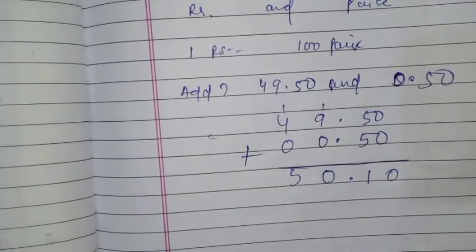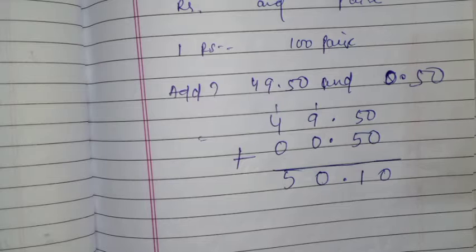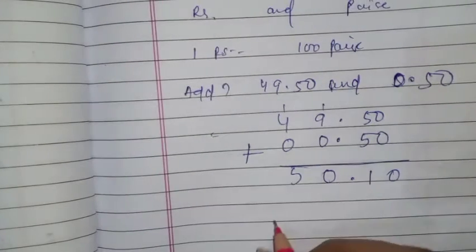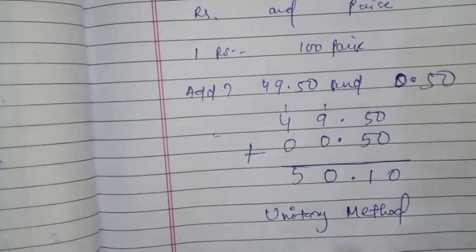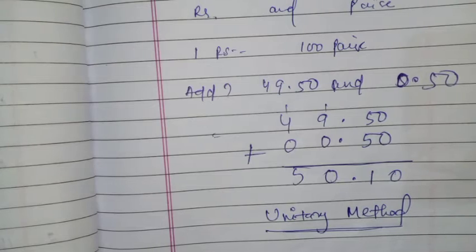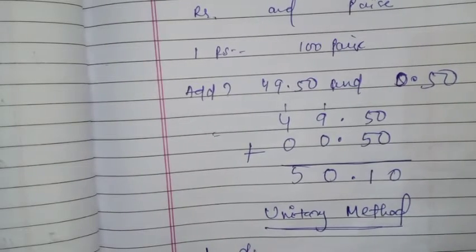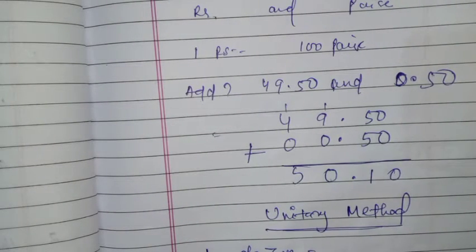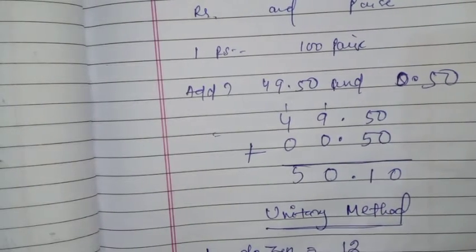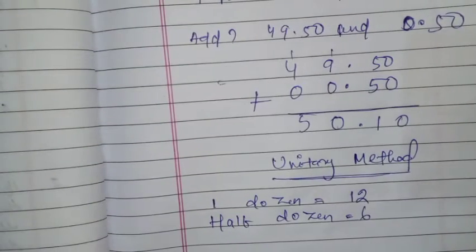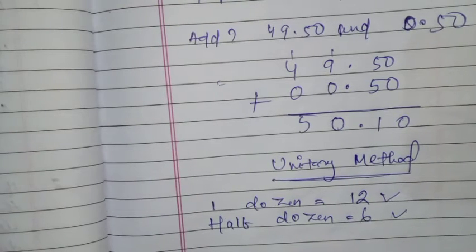And in this chapter on money, you have to note that you have to find the cost of one thing. That is the unitary method. In the unitary method you have to find the cost of one article, one thing. Suppose, let's take an example. 1 dozen is equal to how many? That is 12. Half dozen is equal to 6.